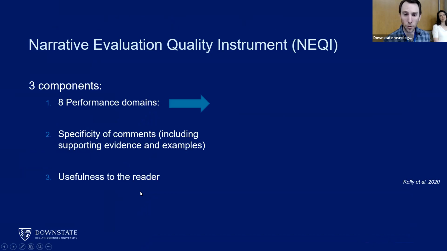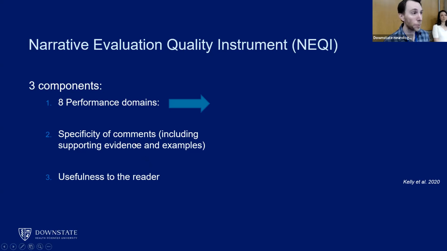Here's the narrative evaluation quality instrument. I was actually really excited when I saw this. This was developed in 2020 by neurologists at the University of Rochester, Kelly et al. They did this as a method to improve narrative evaluations. So they developed this instrument, and they proved its validity. There are 3 components to it.